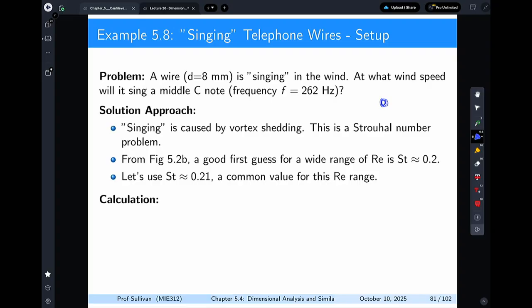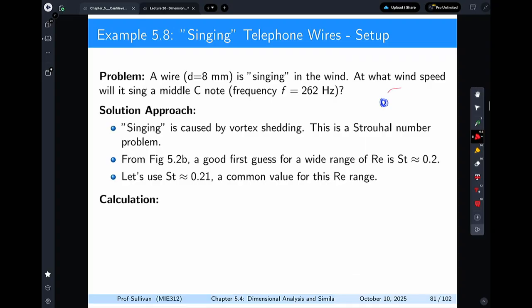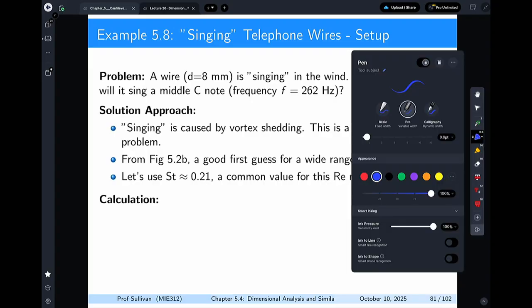So if you remember in the last lecture, we looked at these cases where you had this sort of regular grouping of fluid. Air would pass by a wire or a cylinder, and as it passes by, you're going to see vortices shed off of it. And vortices just mean lumps of air that are rotating together. And that happens with a regularity.